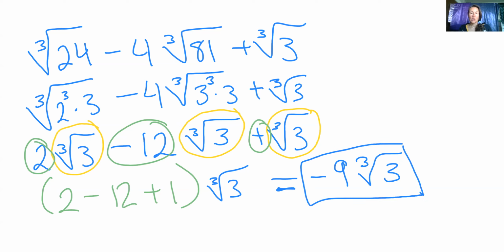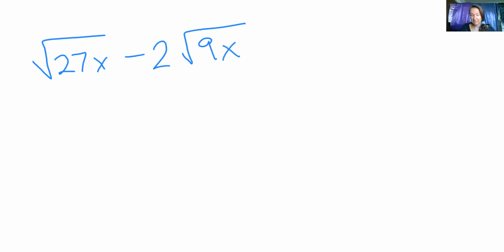All right, guys. So that's how you add and subtract radical expressions. It's all about working through simplifying those radicals, seeing if you have like radicals, and then adding up how many of each of those like radicals you have. Right. Now let's go on to the next example for you guys. So our next example is the square root of 27x minus 2 times the square root of 9x plus the square root of 72x.